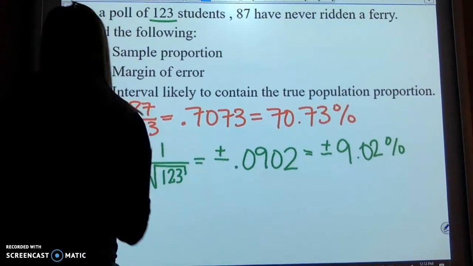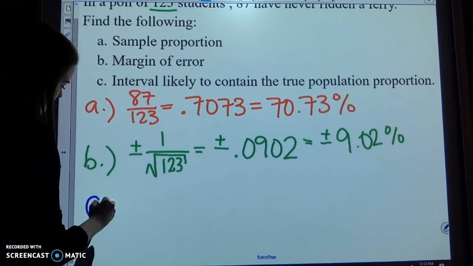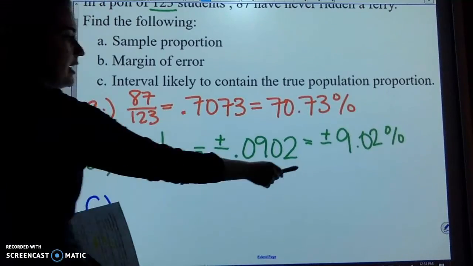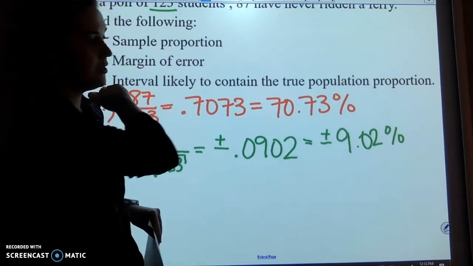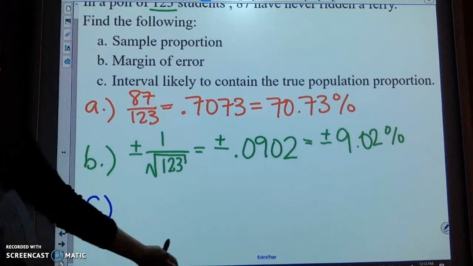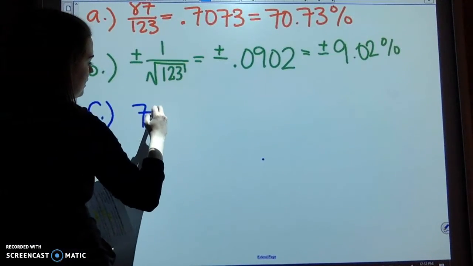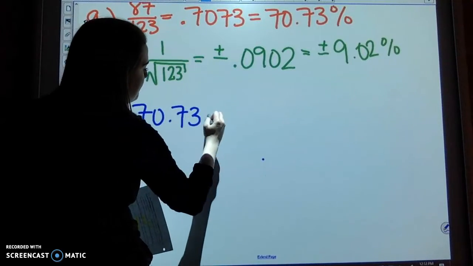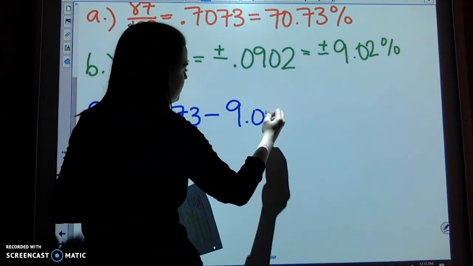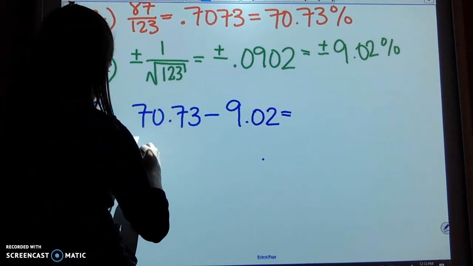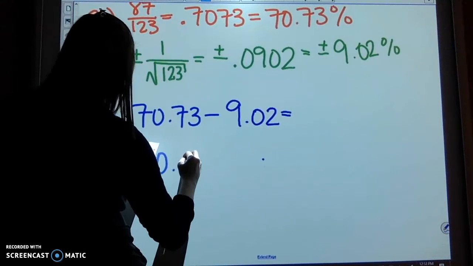Finally, part C is the new step. Find the interval likely to contain the true population proportion. That sounds like a complicated process, but all you are doing is adding and subtracting 9.02 to 70.73. So I'm going to extend the page here. I'm going to go 70.73 minus 9.02. And I should be labeling these with percents, but I'm not because I apparently am not a good enough math teacher to actually be labeling my symbols.